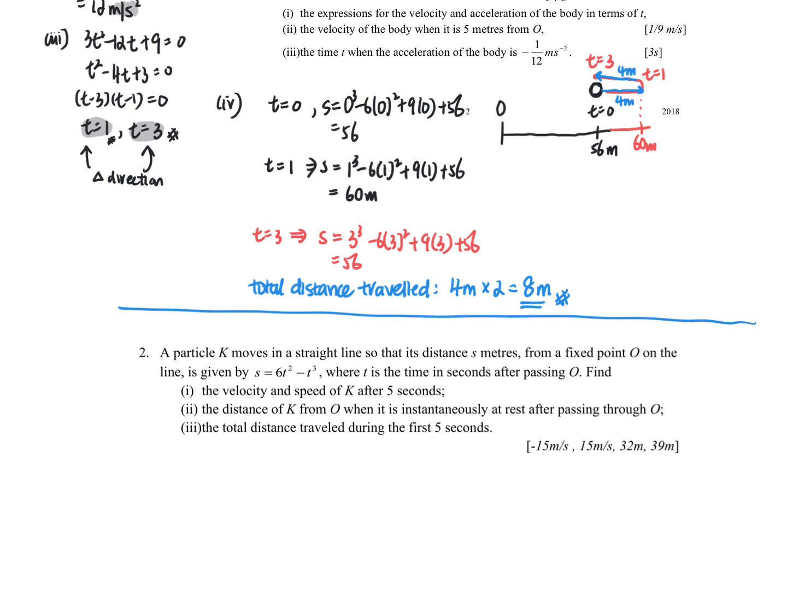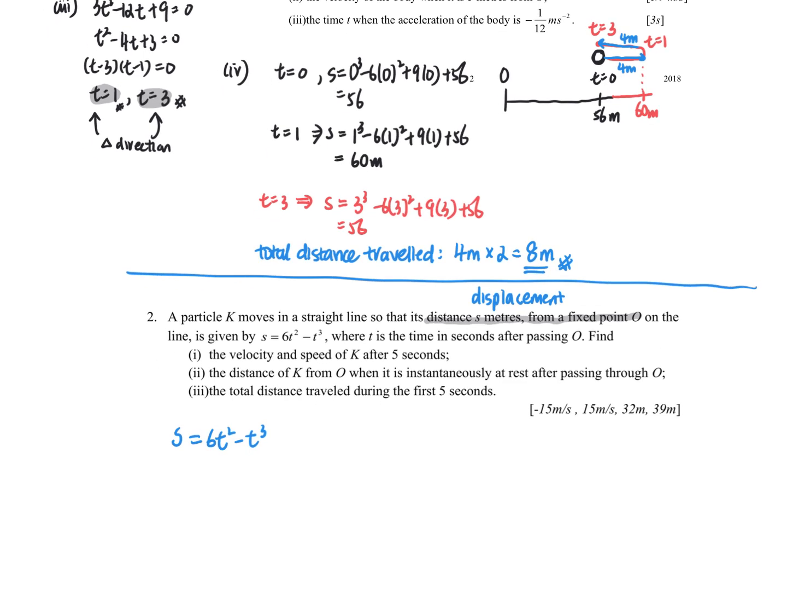Okay, a particle moves in a straight line, so there is distance from a fixed point. Okay, listen carefully. When they use the word distance, but they say from a fixed point, they are also referring to displacement. Because they say it's distance from a fixed point, so they are referring to displacement. So they say the displacement is given by this. So take note of the language. And then they say, can you find the velocity and the speed of K after 5 seconds? So first thing first, let's go and find velocity.